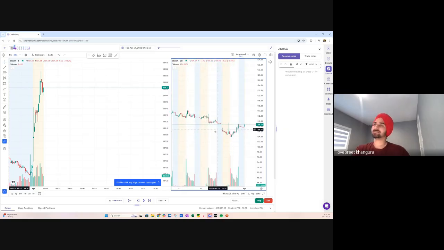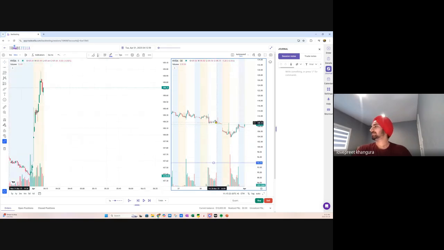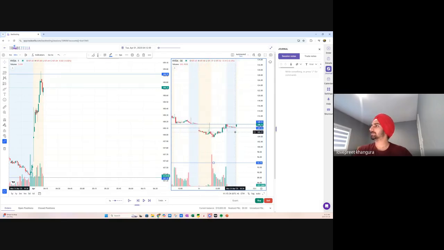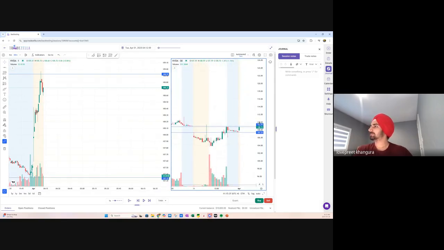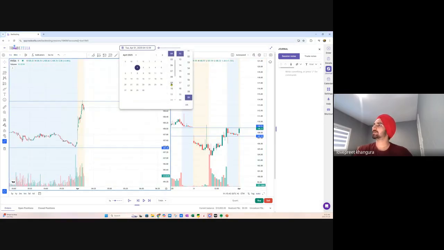Okay, let's go with the range breakout and retest. I have to change a little bit in the strategy so that we can go for range breakout and retest. Just setting up a little bit of range here. I'll just move to the market open time. There we go.